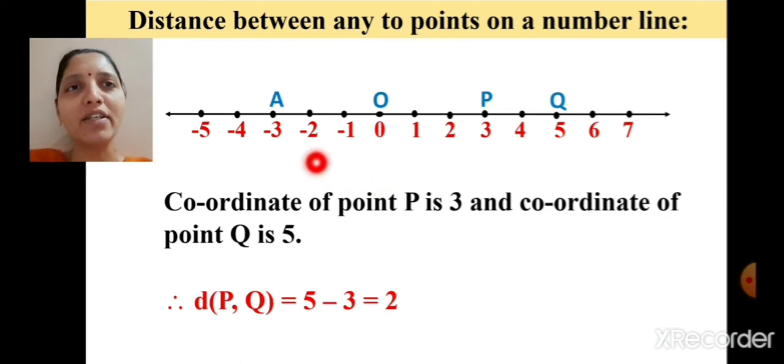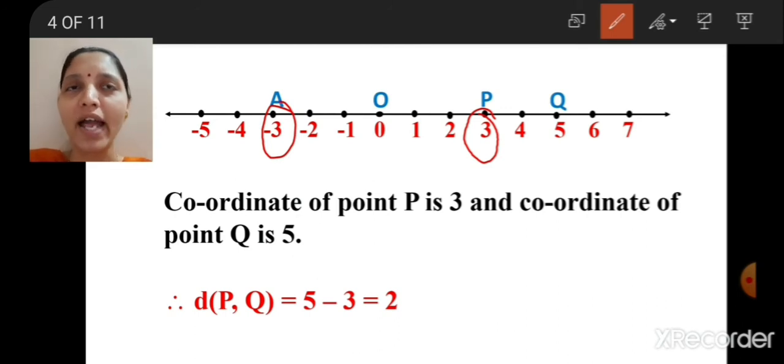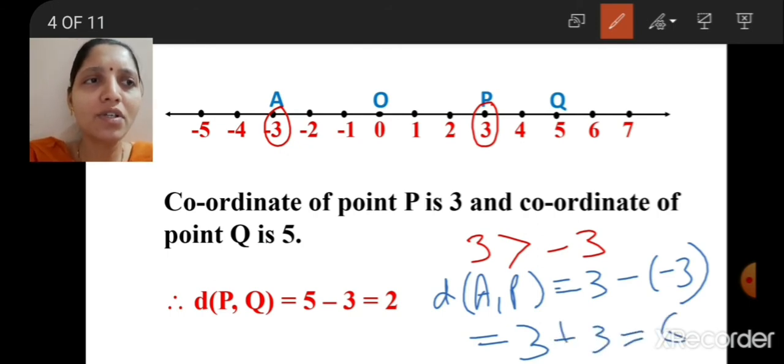If you want to find the distance between points A and P, what will you do? First you will see the coordinate of point P and coordinate of point Q, and then you will find which one is bigger. 3 is bigger than minus 3. So how can you find the distance between points A and P? You have to subtract minus 3 from 3. So what will you get here? 3 plus 3, that is equal to 6 units. So the distance between points A and P is 6 units. This way you have found the distance between the 2 points.